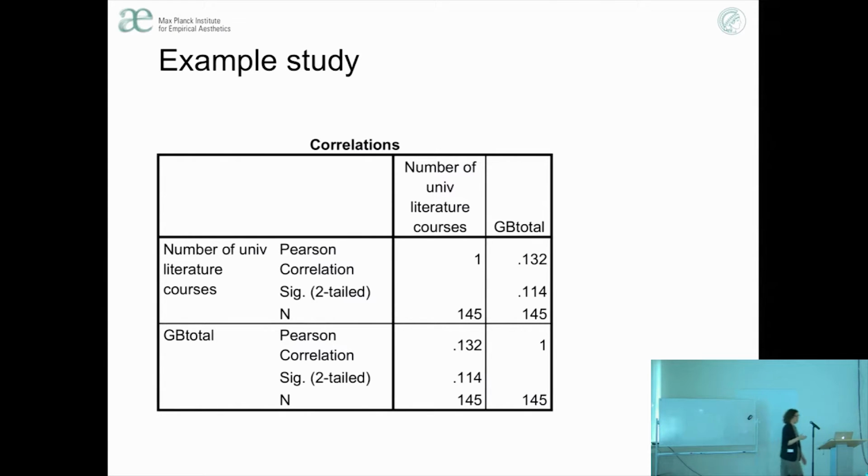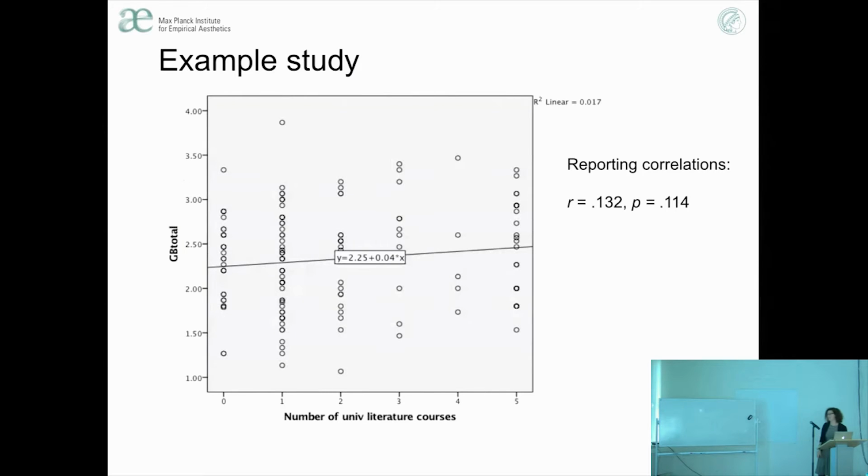But I thought I'd draw up a scatter plot anyway, just to see how it would look. This is how it looks. You can see here that this is the number of university courses that they took from 0 to 5, and there's the total transportation score. The line does have a tilt a little bit higher on the right side, but it's not very impressive.